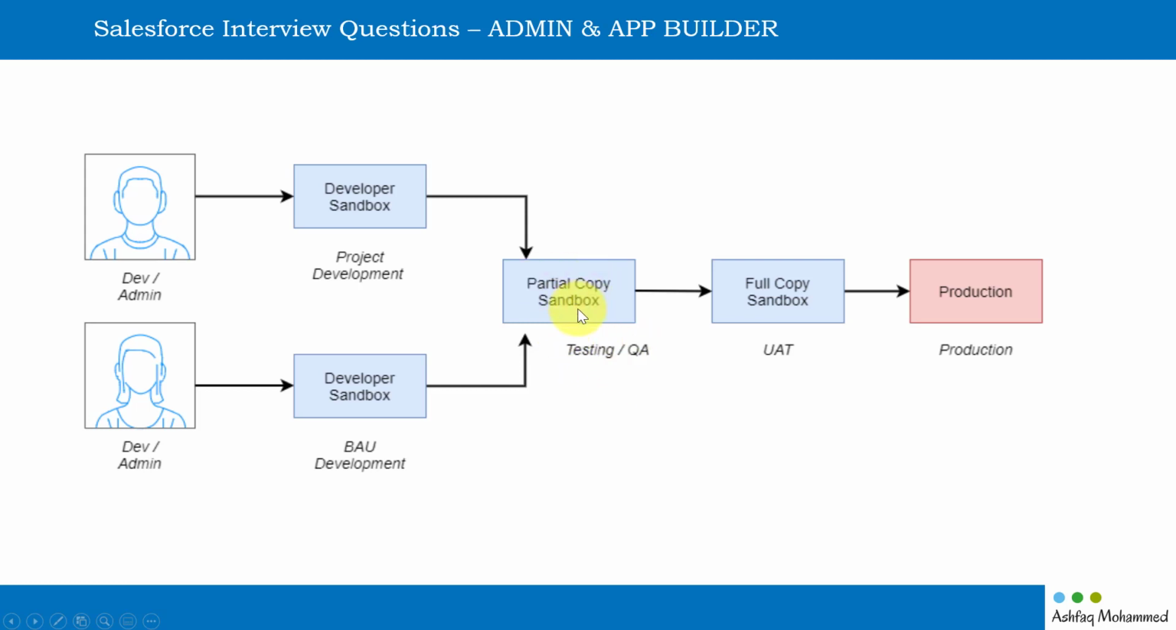Which can be a partial copy. I'm not saying QA should always be partial copy, I've just given it here to explain, right? It is better to take partial copy for QA. Once it is done, we move it to UAT, user acceptance testing. User acceptance testing most of the time will have a full copy sandbox, unless the client doesn't have the budget, because it's a costly one. And then finally it goes to production. So this could be a typical organized org setup for any Salesforce development.